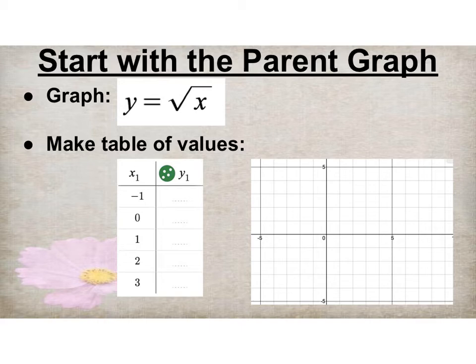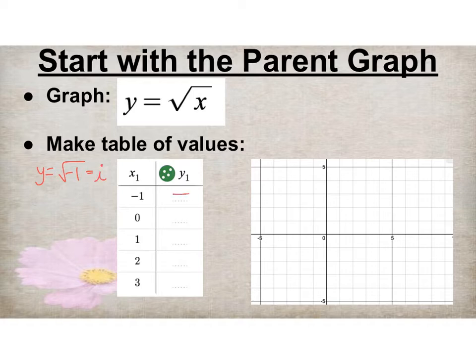So the parent graph, the parent equation, is before any other numbers have been added. And here we're looking at y equals the square root of x. When you don't know what a graph looks like, a good place to start is a table of values. So let's start by plugging in -1. If I have y equals the square root of -1, well, we know that that is i, but that's an imaginary number, and we're just graphing the real numbers.